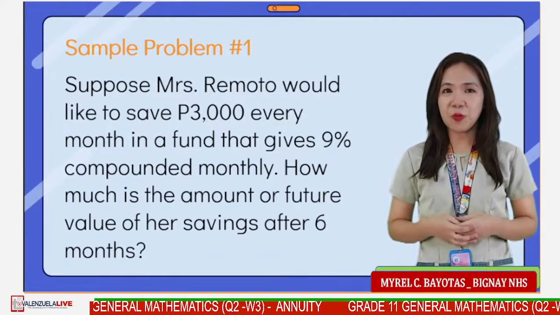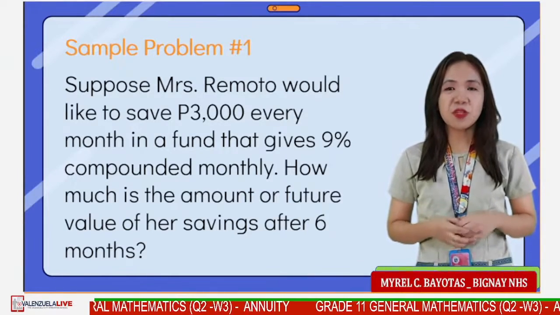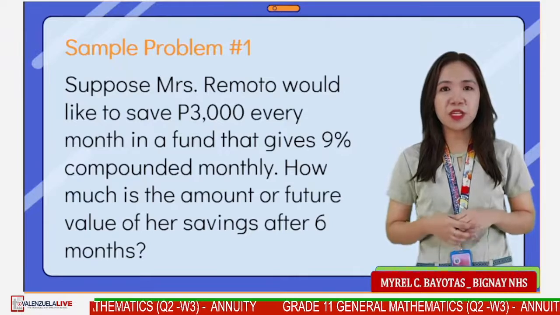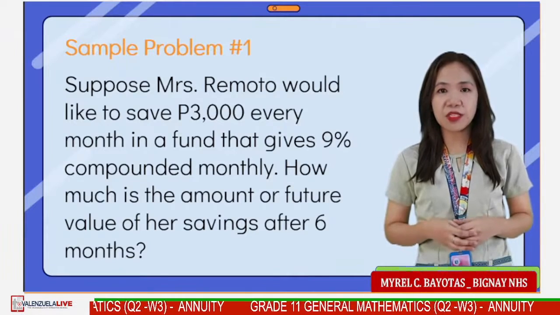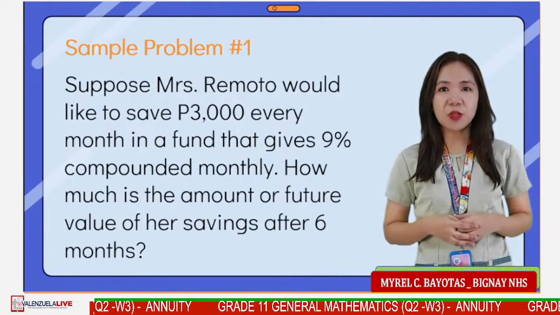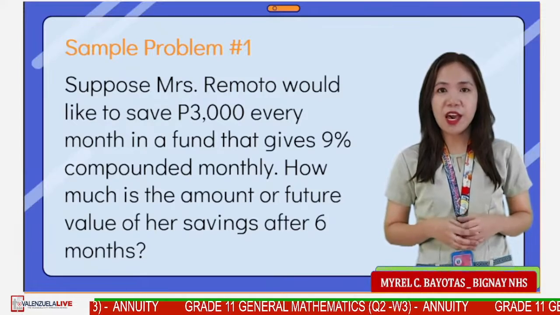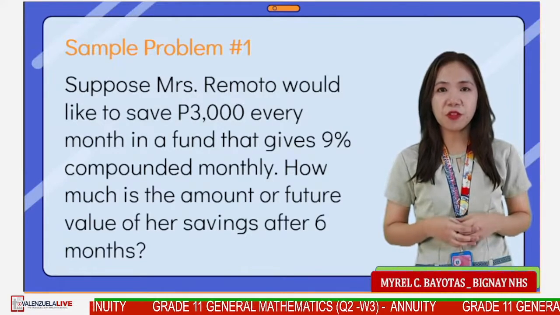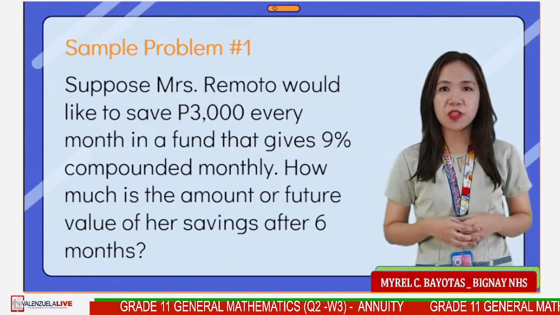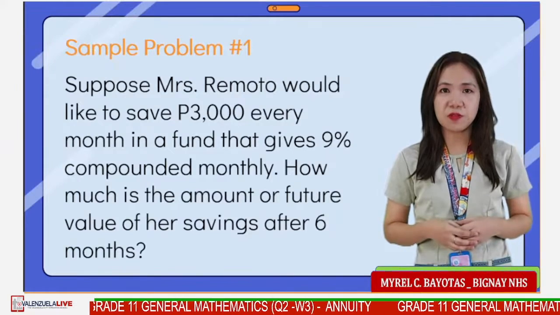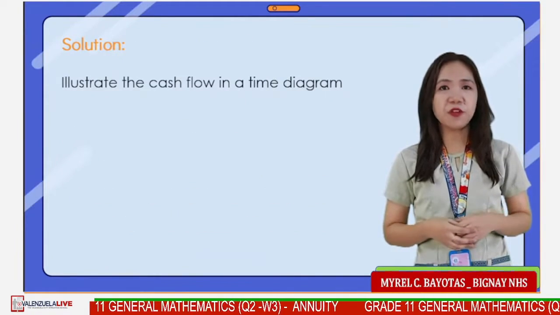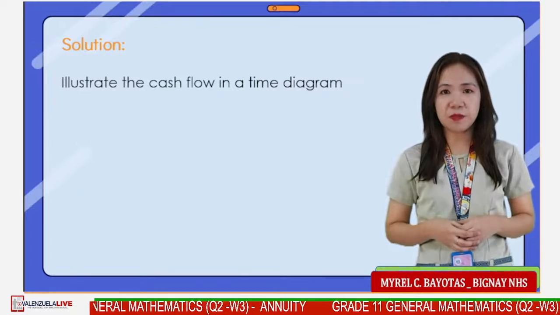Sample problem number 1. Suppose Mrs. Remoto would like to save 3,000 pesos every month in a fund that gives 9% compounded monthly. How much is the amount or future value of her savings after 6 months? We may find the future value using the following steps.